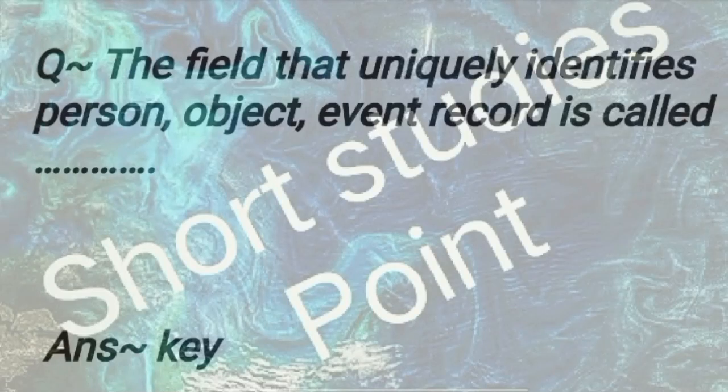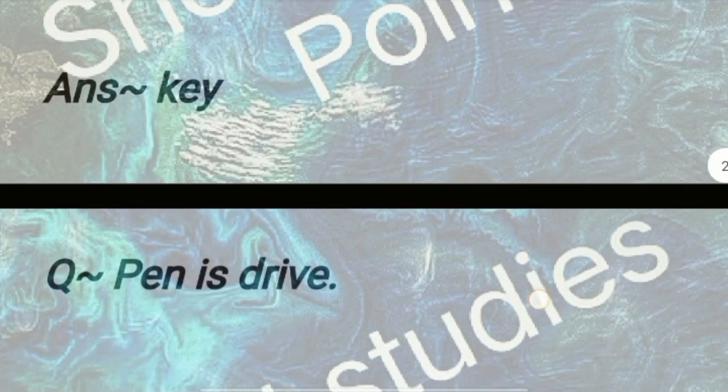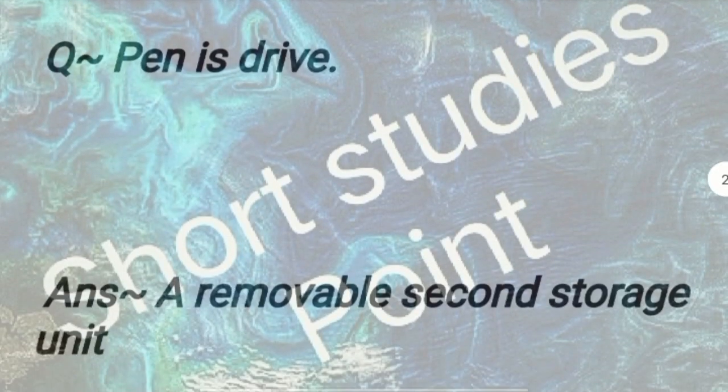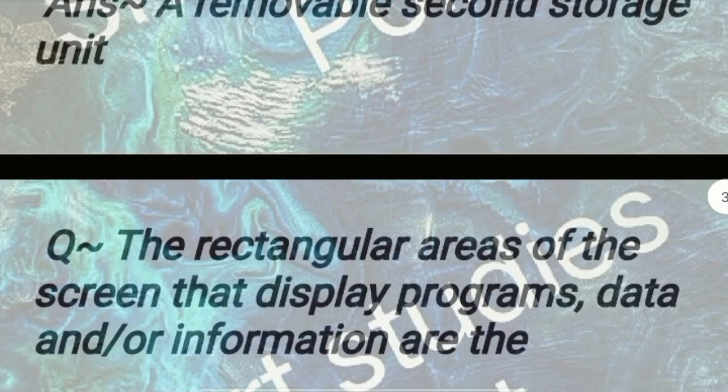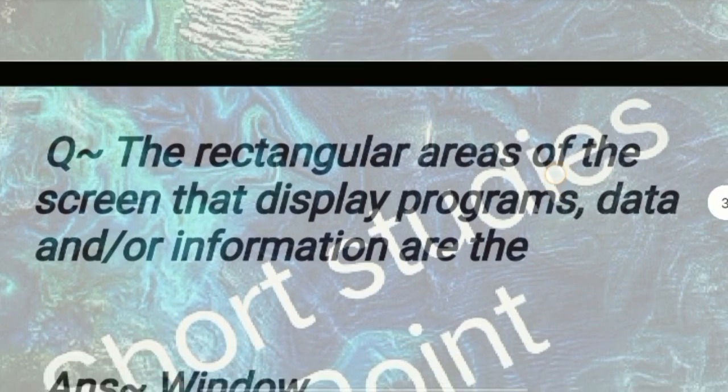Question: The field that uniquely identifies a person, object, event, or record is called dash. Answer: key. Next question: Pen drive. Answer: a removable secondary storage unit. Next question: The rectangular areas of the screen that display programs, data, and/or information are what? Answer: windows.